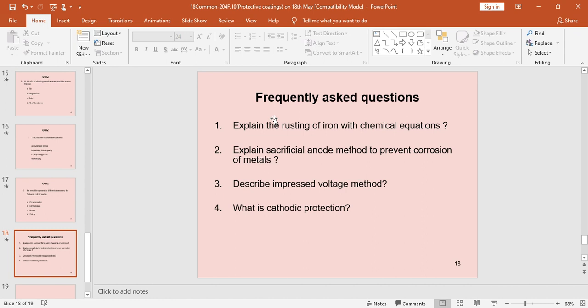Right? From this topic, frequently asked questions. The first question we already discussed in the last class: explain the sacrificial anode method to prevent corrosion of metal. Next, describe the impressed voltage method. Next, what is cathodic protection? These are our topics.